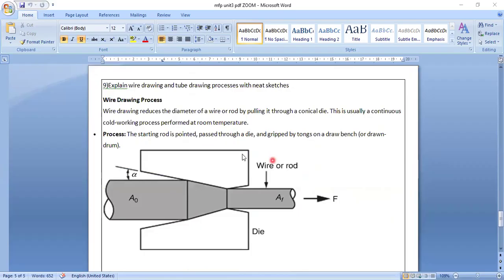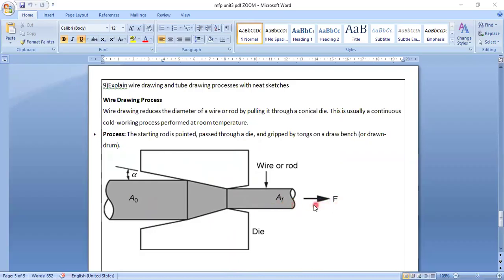Okay. Last but not least, explain wire drawing and tube drawing. So both, from tube you are getting wire, from wire, that is the final one. Here you can see, this is the cross section area A naught and AF. This is a die here, and this raw material's section A naught is decreased to AF. The force is given. They are going to pull from here. They are going to pull it. They are going to draw.